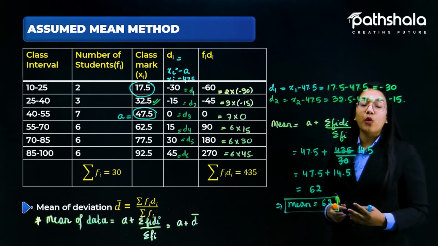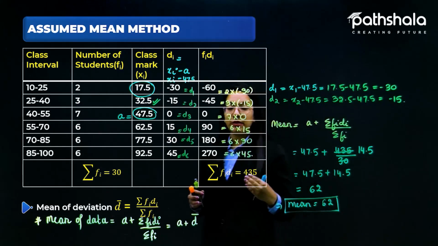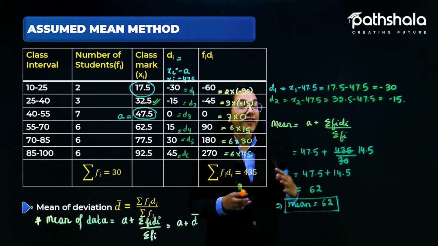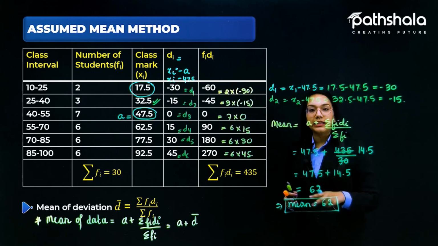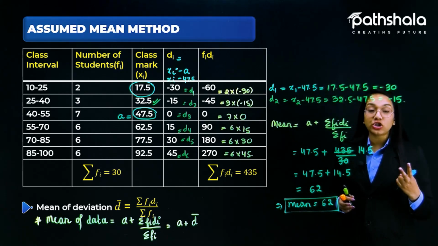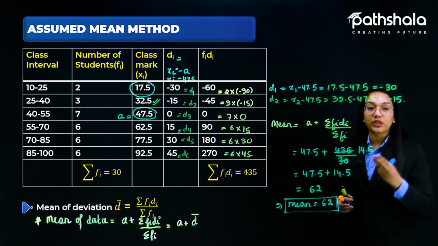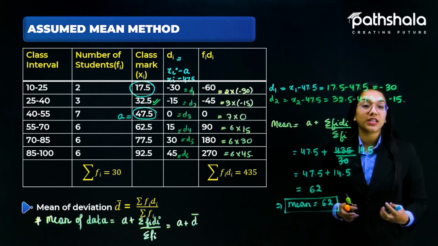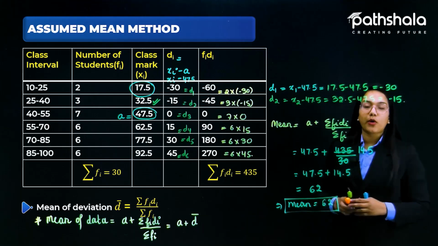So this is all about the assumed mean method. Always remember, in the assumed mean method, we start by assuming or finding the assumed mean first. That is our step number 1. Second, we have to find the deviations. Third, we have to find the product of the frequencies with the deviations, and then calculate the mean using the formula mean is equal to A plus sigma Fi Di divided by sigma Fi. So this is all about the assumed mean method.